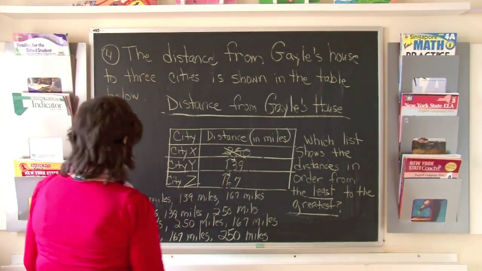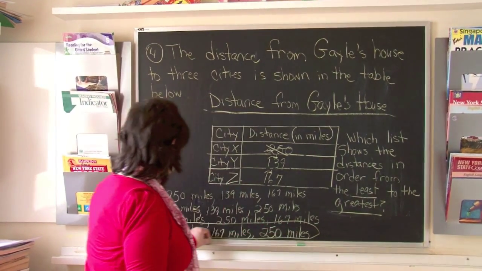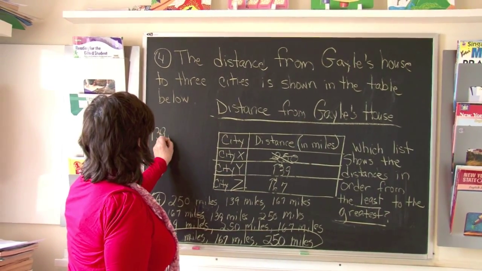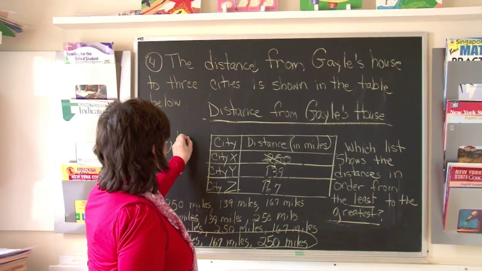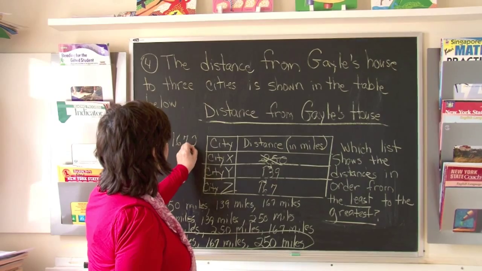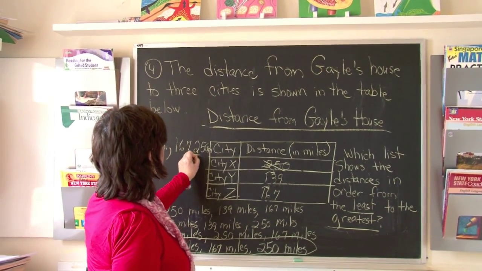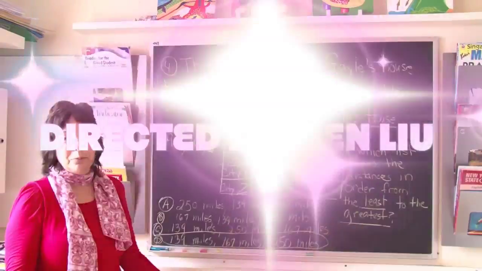So the correct answer is D. And let me write it down for you. 139 miles, 167 miles, and the largest being 250 miles with a 2 in the hundreds column. See, it's easy, boys and girls.